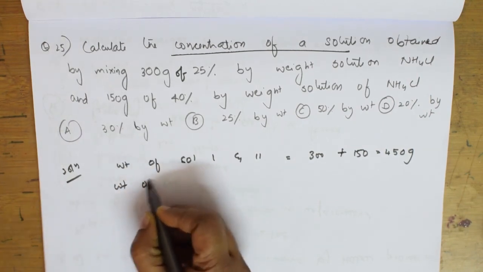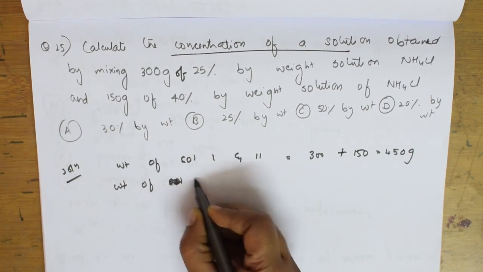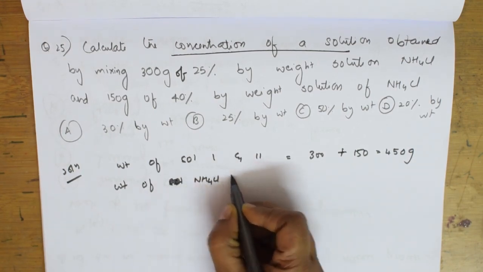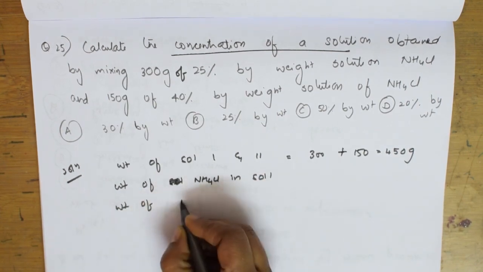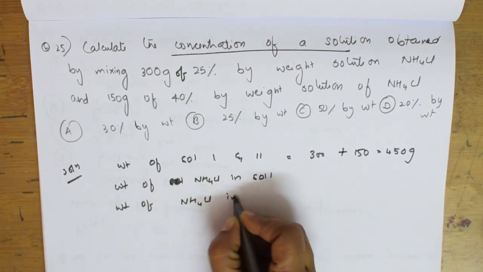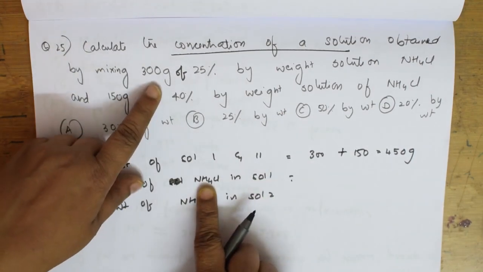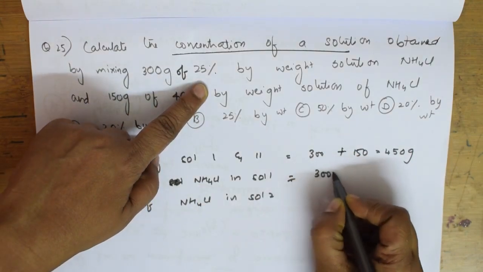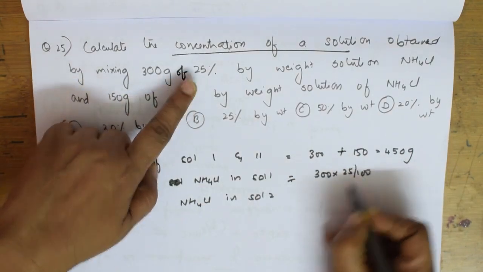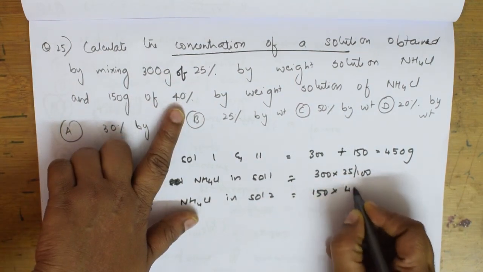So now let us write weight of ammonium chloride in solution 1. Second one, weight of ammonium chloride in solution 2. Right, so in the first one, how much is given? It is said 300 grams of 25%. That means 300 into 25 by 100. In the second case, how much do they say? 150 of 40%. 150 of 40 by 100.